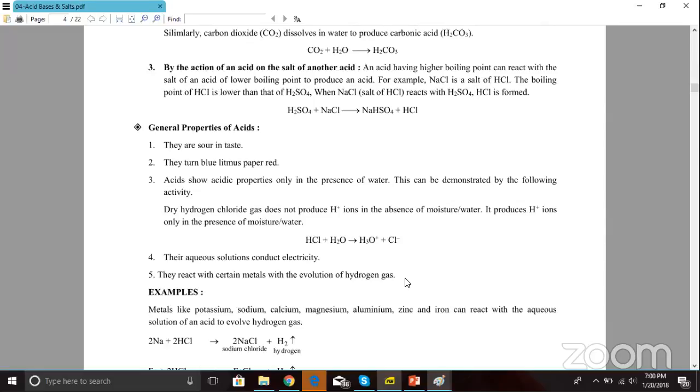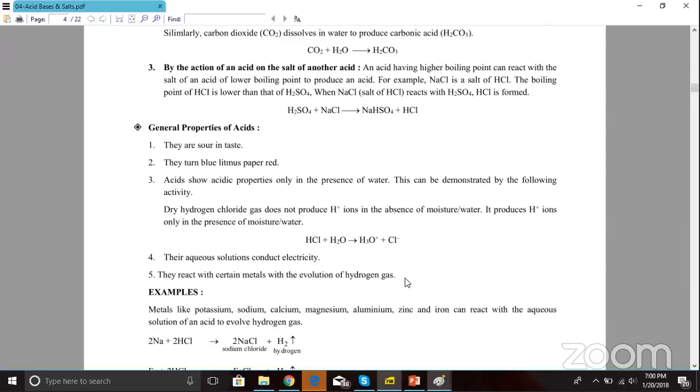General properties of the acids. They are sour in taste. They turn blue litmus paper red, and they show acidic properties. Acids always show these properties when they are dissolved in water.